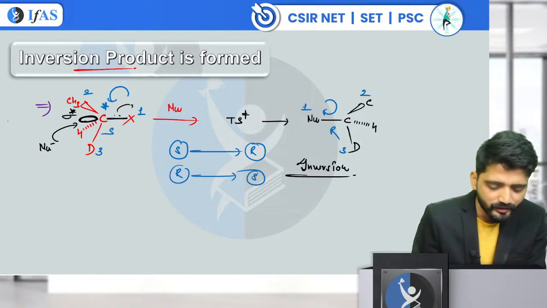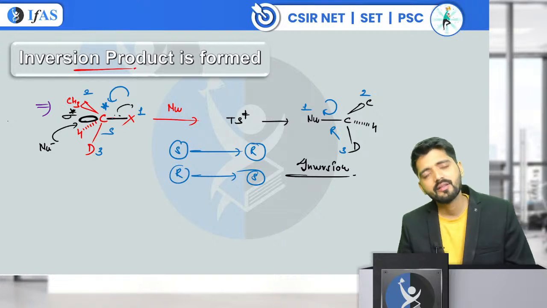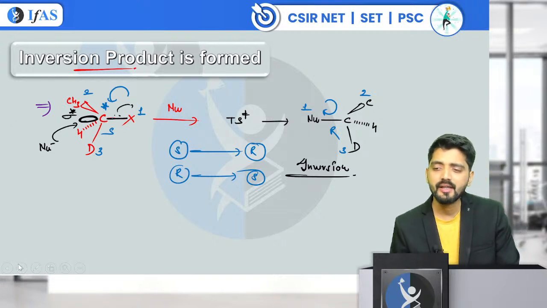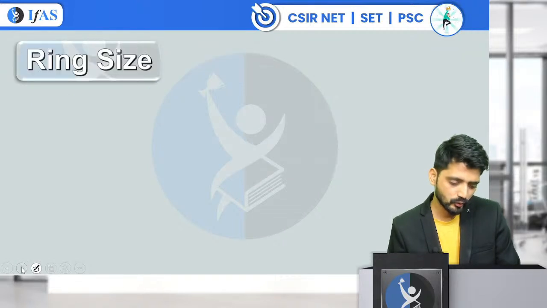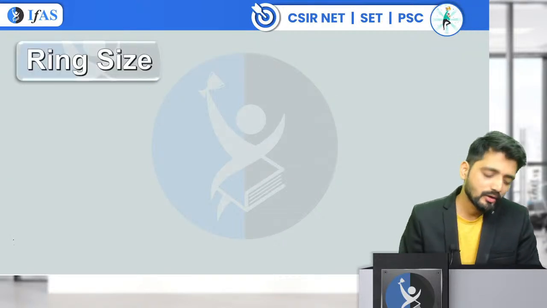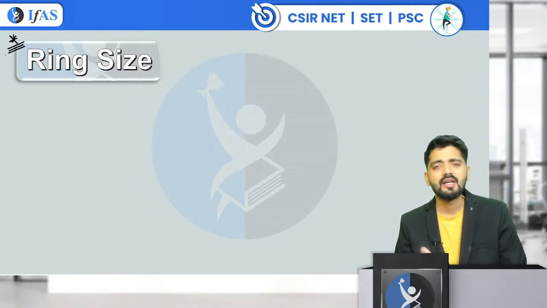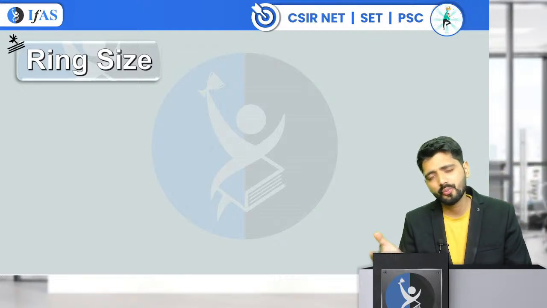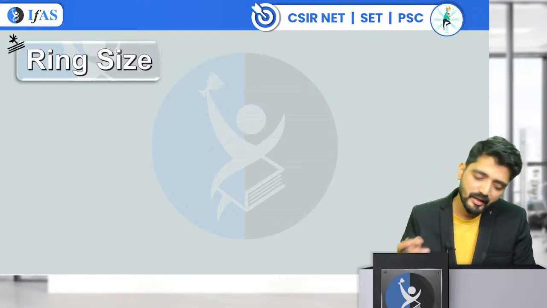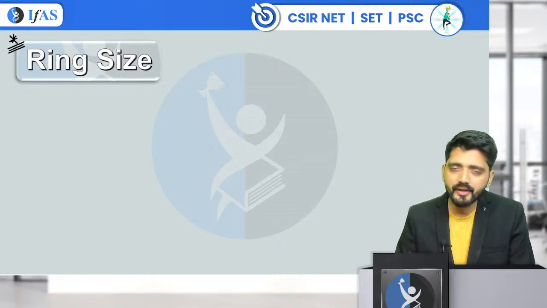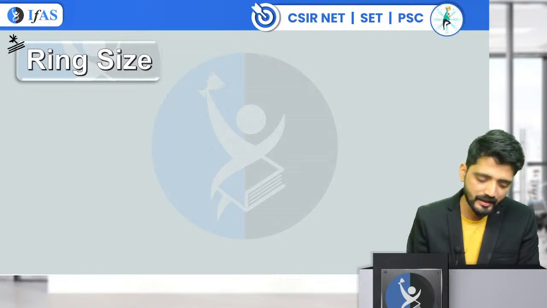So this was point number 2, which told us that inversion products are formed in an SN2 reaction. Let's move ahead and see what we have more. Ring size. This is also one of the very important factors in an SN2 reaction. Recently, in the UPSC Geoscientist Prelims exam, a question was asked on the basis of ring size also. How does ring size affect the SN2 reaction rate?